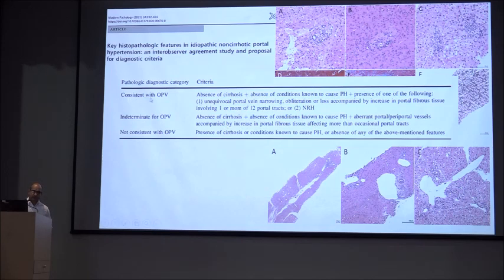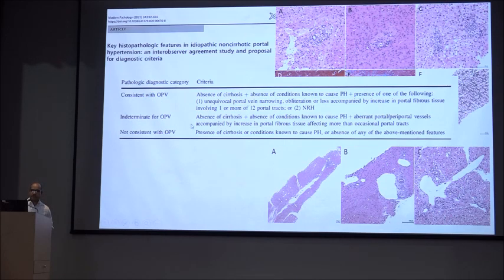For consistency with obliterative portal venopathy, they have highlighted that there should be absence of cirrhosis, absence of conditions known to cause portal hypertension, and presence of one of the following: portal vein narrowing, obliteration or loss accompanied by increased portal fibrosis, or NRH. If these findings are there, then we will say this is a definitive OPV.